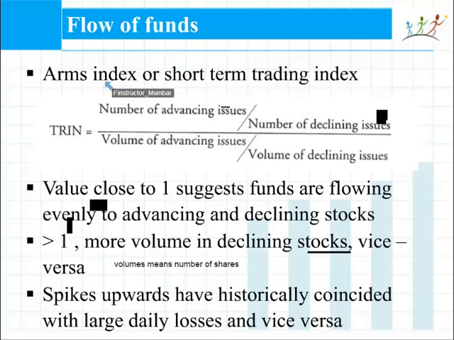So remember the flow of funds or the short-term trading index: it is the number of advancing issues upon the number of declining issues, upon the volume of advancing issues divided by the volume of declining issues. Do you understand? It's a ratio, guys. If the volume of declining issues is higher, obviously the ratio will be greater than 1. If the volume of advancing issues is higher, the ratio will be less than 1.